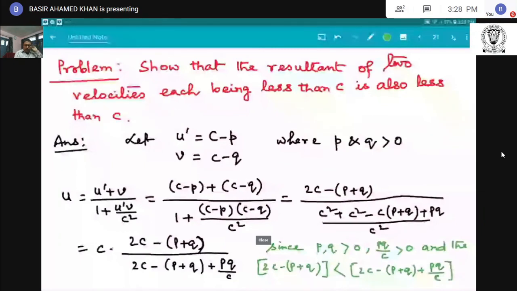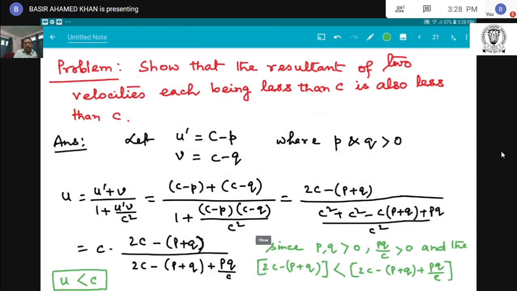So from this we say that u is less than c. That means the resultant velocity of two velocities, each less than c, is also less than c. This is proved.